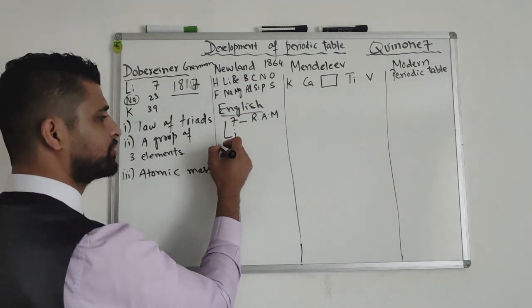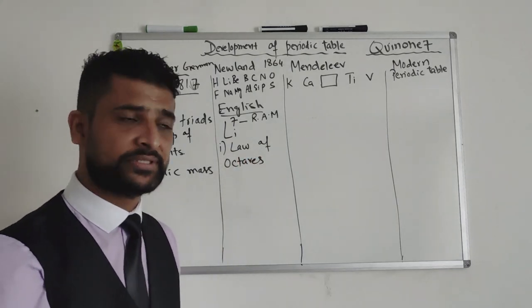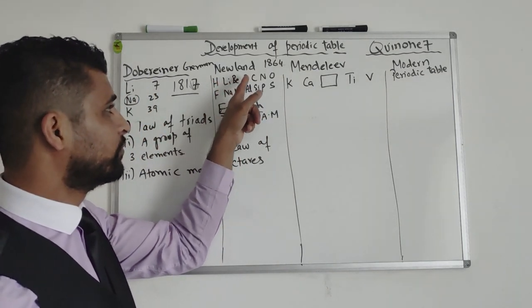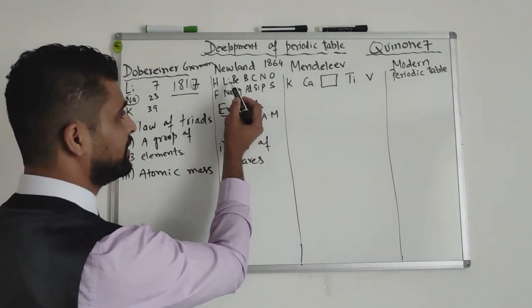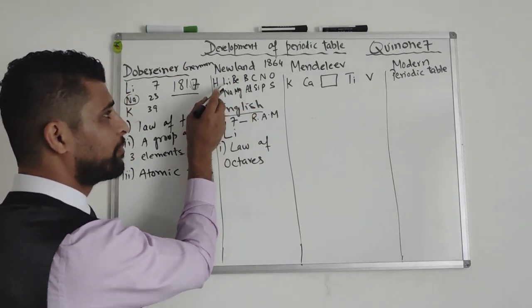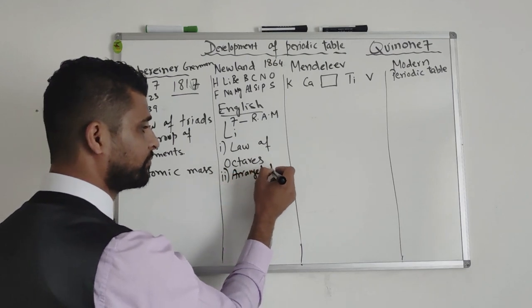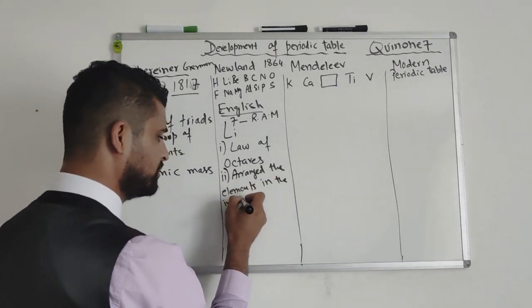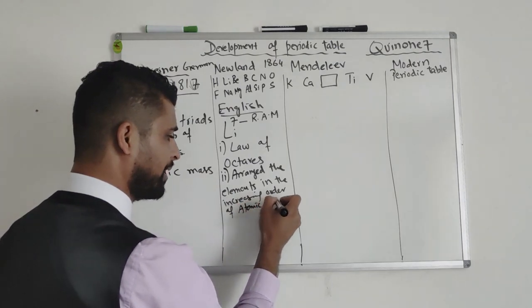So Newlands proposed the law of octaves. Octa means eight. If you see that, you have only 1, 2, 3, 4, 5, 6, 7 elements in one period. But what he was trying to say is 1, 2, 3, 4, 5, 6, 7, 8. He said sodium has the same properties as lithium, and he arranged the elements in increasing order of relative atomic mass.